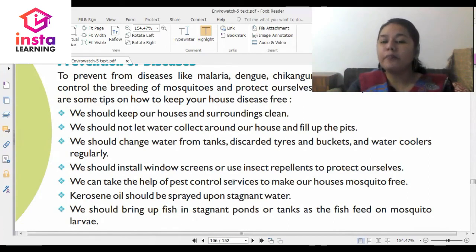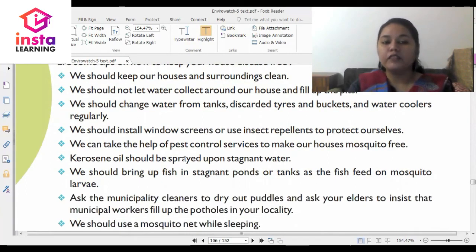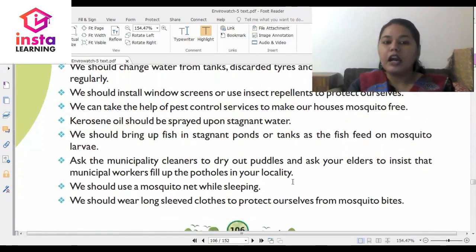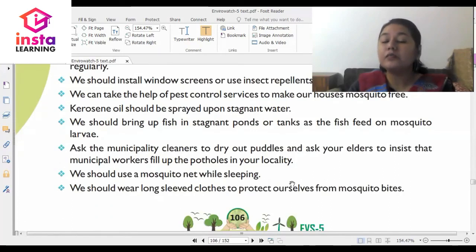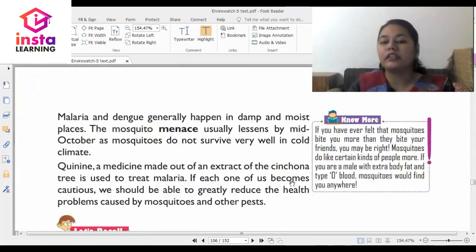We can take the help of pest control services to make our houses mosquito free. Kerosene oil should be sprayed upon stagnant water because that makes the mosquitoes go away. We should bring up fish in stagnant ponds or tanks as the fish feed on mosquito larvae. Ask the municipality cleaners to dry out puddles, and ask your elders to insist that these workers work in a proper manner. And you can have a mosquito net while sleeping, and you should wear long sleeve clothes to protect yourself from mosquito bites.